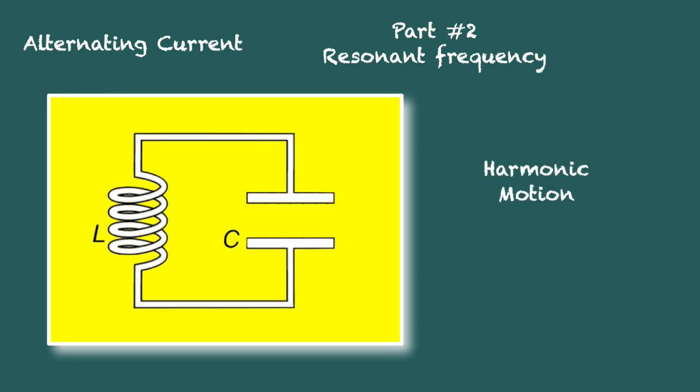This is another video in my series on alternating current. In this part 2 video, I'm going to calculate resonant frequency from the inductance and capacitors in a circuit.